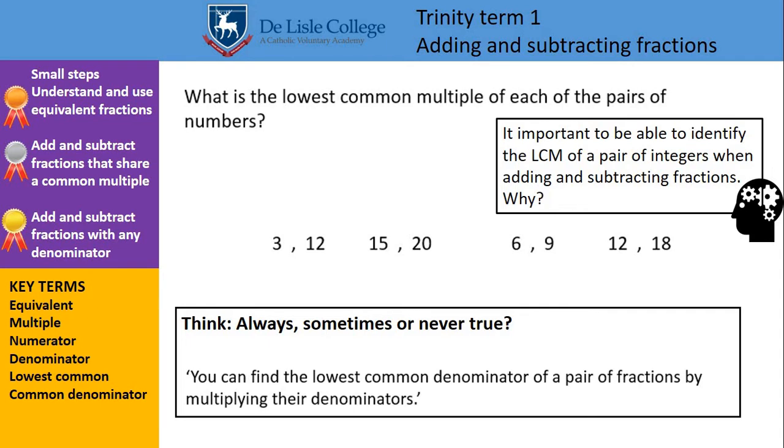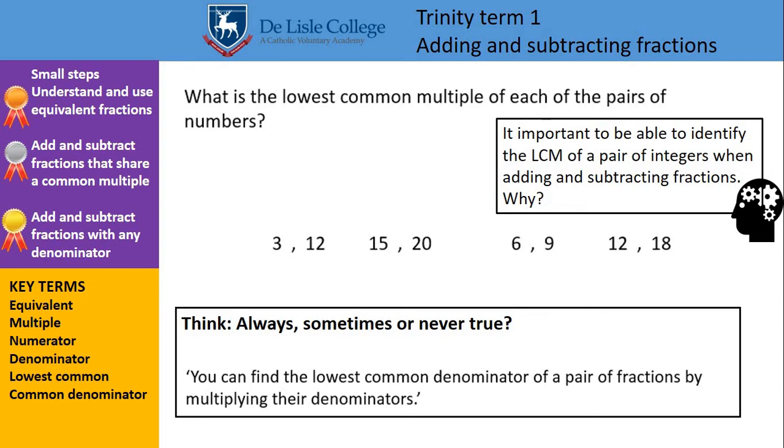Okay? And I want you to have a little think here. By looking at those pairs of numbers we've got, so 3 and 12, 15 and 20, 6 and 9, and then 12 and 18, I'd like you to write down the lowest common multiple of each of those pairs of numbers, sorry.